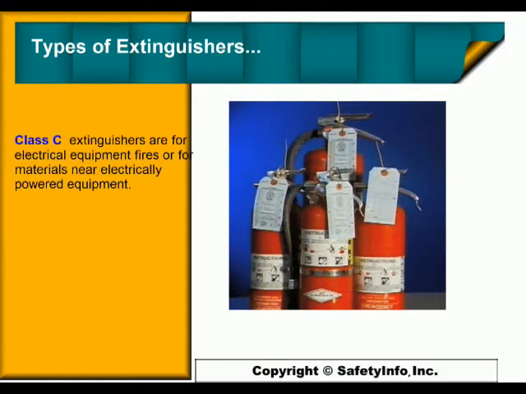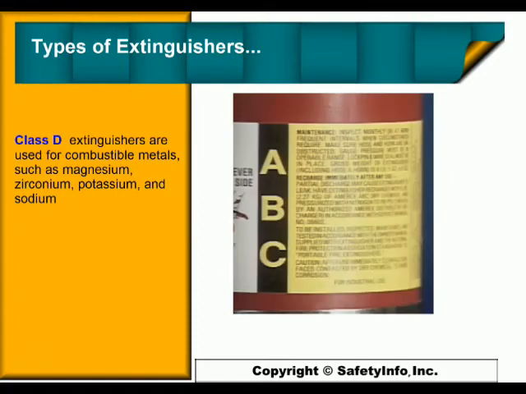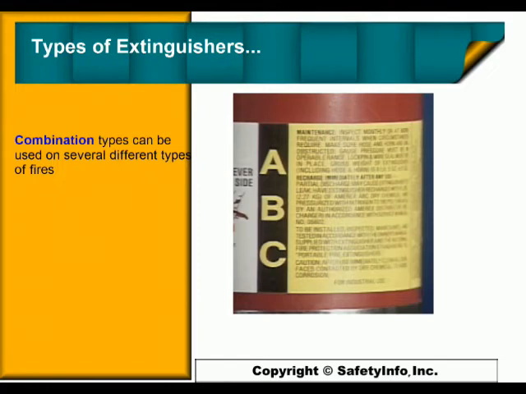Class C extinguishers are for electrical equipment fires or for materials near electrically powered equipment. Class D extinguishers are used for combustible metals such as magnesium, zirconium, potassium, and sodium. Some extinguishers are combination types that can be used on several different types of fires.